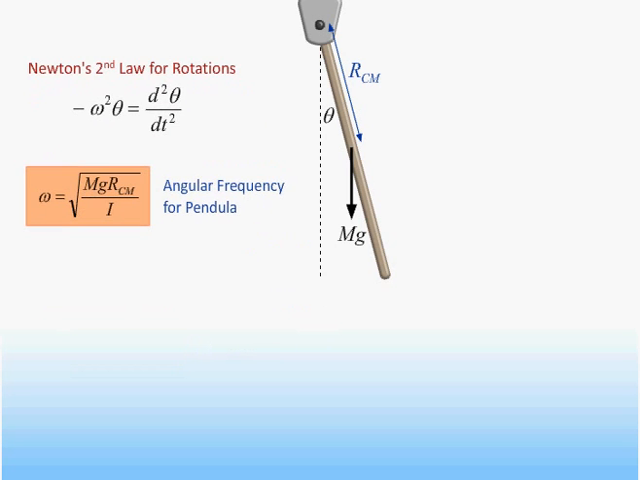The variable that executes simple harmonic motion is the angle between the vertical direction and the line connecting the pivot to the center of mass. On the next slide, we will examine the simple pendulum consisting of a mass at the end of a string.